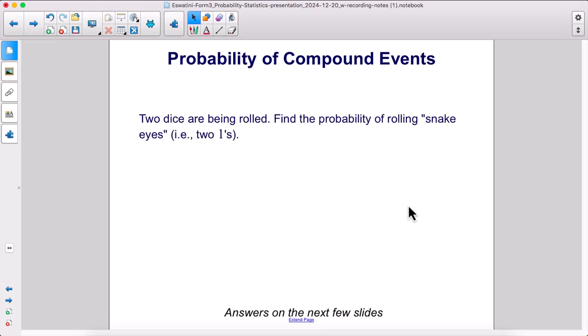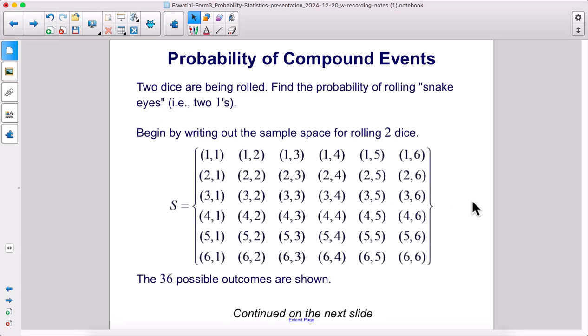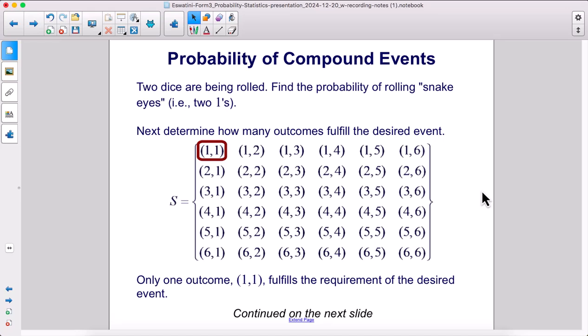2 dice are being rolled. Find the probability of rolling snake eyes. That means 2 ones. Begin by writing out the sample space for rolling 2 dice. As you can see, there are 36 possible outcomes. Next, determine how many outcomes fulfill the desired event. Here, only one outcome fulfills the requirement of the desired event, rolling snake eyes, 2 ones.